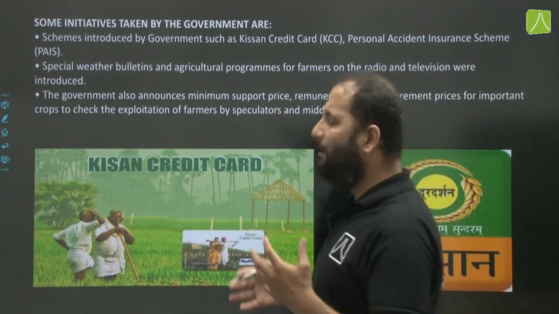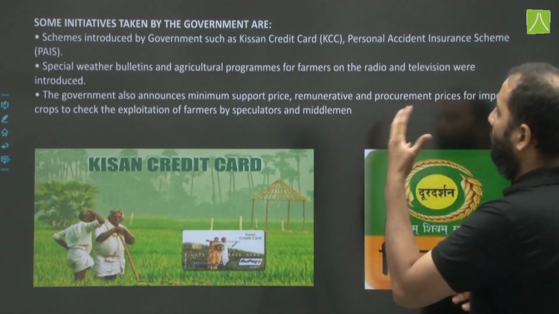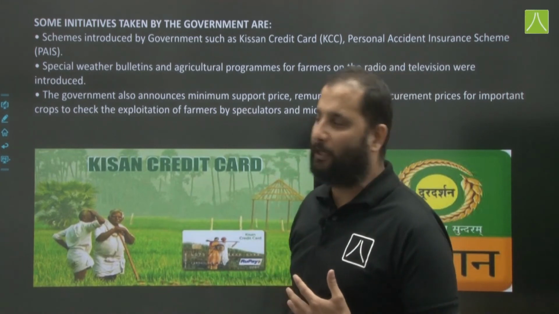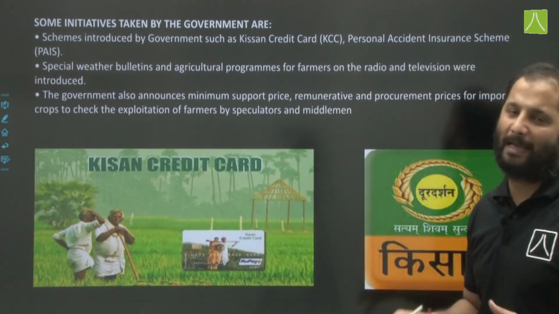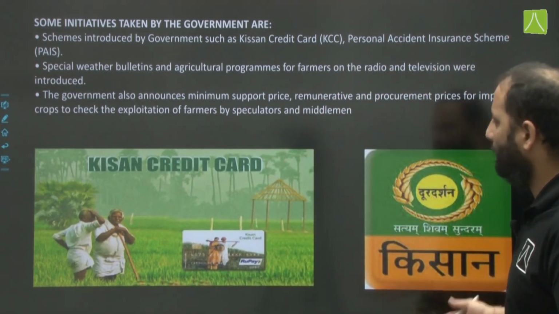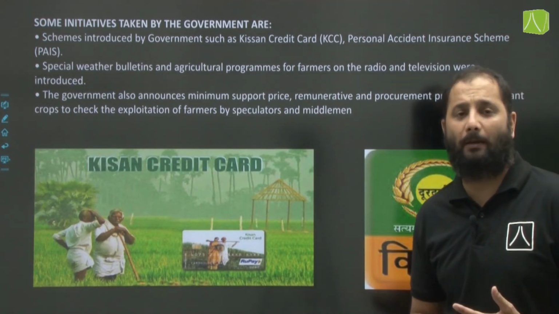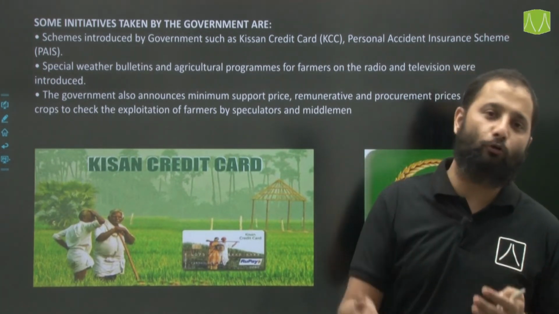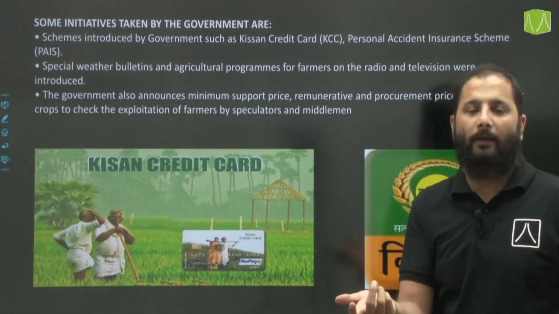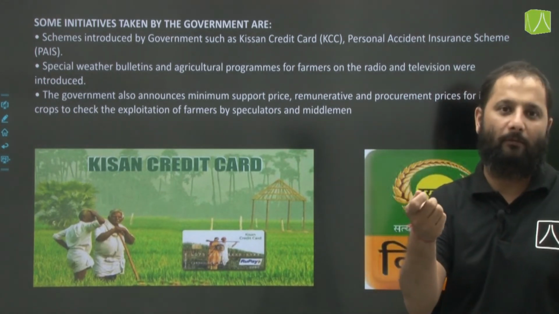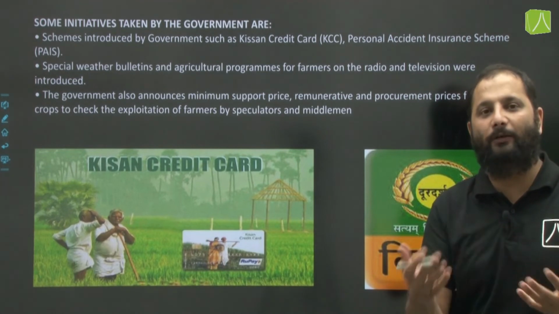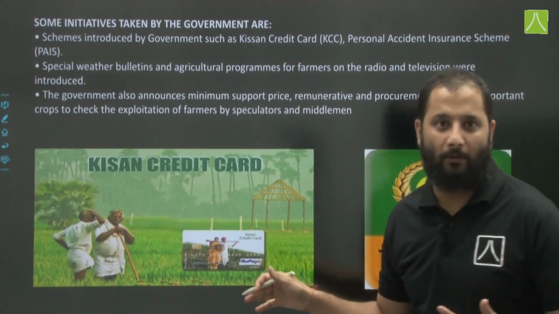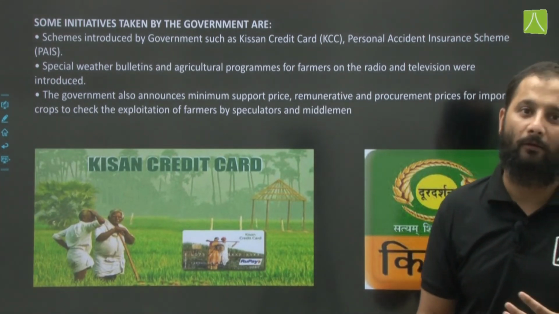The government also announces minimum support price, remunerative and procurement prices for important crops to check the exploitation of farmers by speculators as well as middlemen. Nowadays one more concept has come, that these prices will be shown to the farmers on the internet, that is e-mandi. This is a new concept where farmers will not be cheated by speculators or middlemen, so they will get the right price for their hard work.